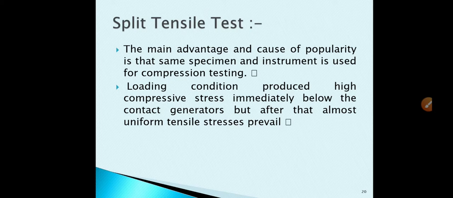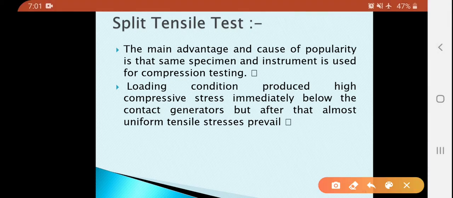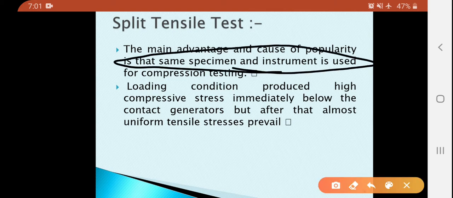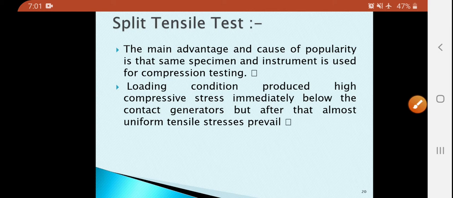Split tensile test. The main advantage of the test, as I already told, is that the specimen and instrument used is the compression testing machine. So we can say that with the help of the compression testing machine only, we can conduct two tests, that is the compression strength test as well as the split tensile strength. It means for split tensile strength we are not taking any special equipment, we are just going through the compression strength test.